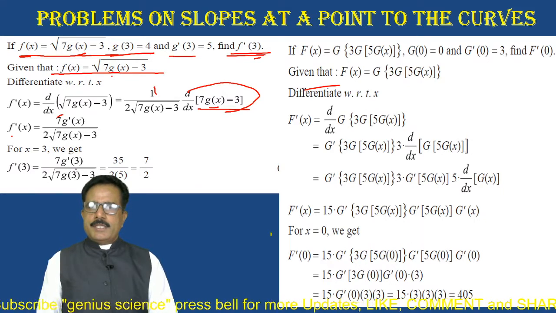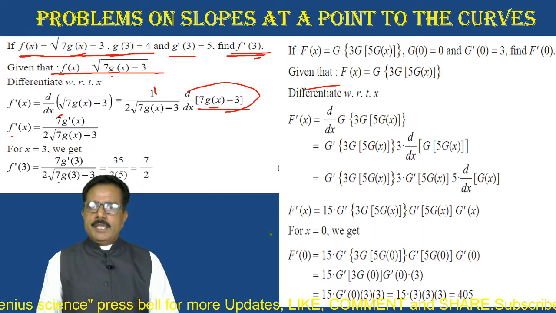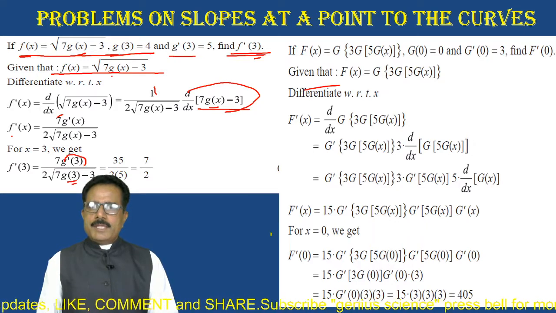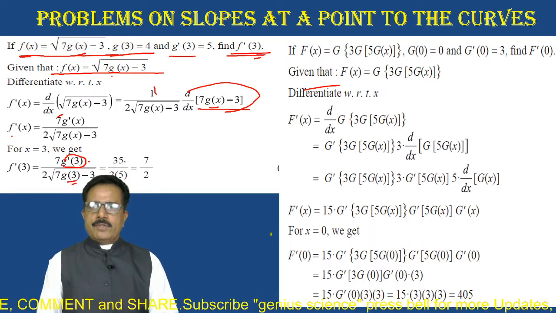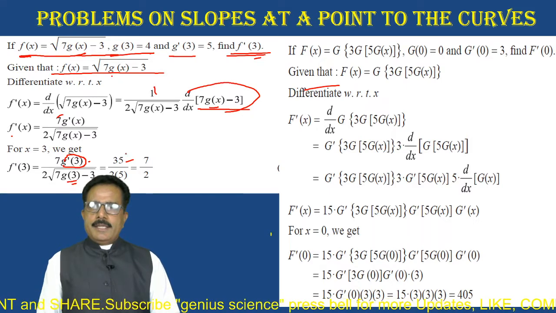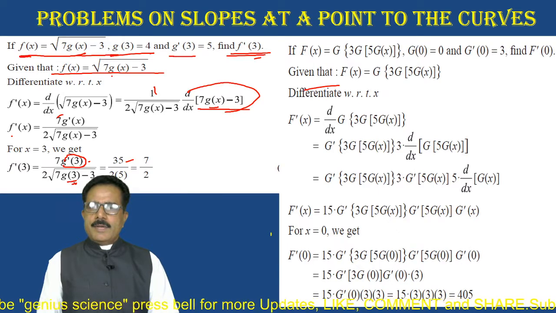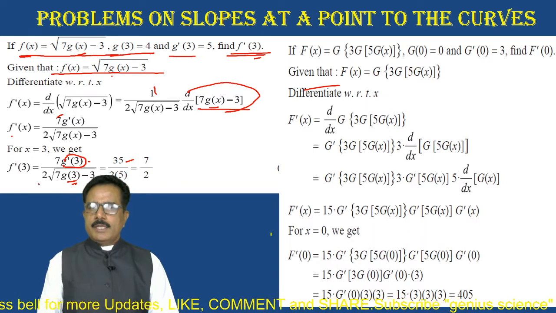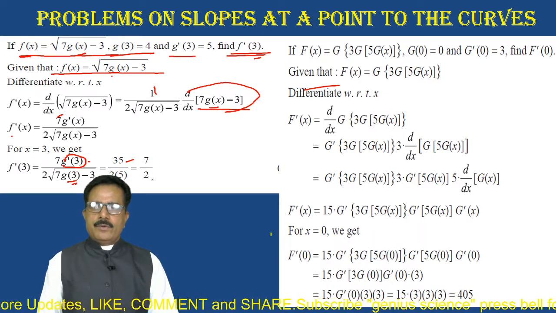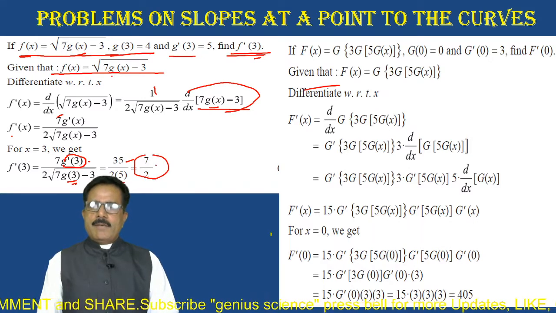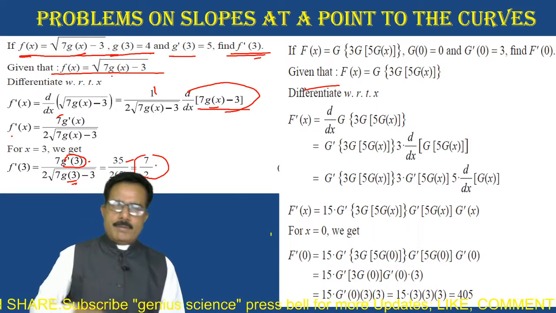Therefore, f dash of 3 is equal to 7 into g dash of 3 divided by 2 root 7 into g of 3 minus 3. Now put the value of g dash of 3 as 5. 5 into 7 means 35, and here g of 3 means 4. 7 into 4 means 28. 28 minus 3 means 25. Root 25 is 5, that is 2 into 5 equals 10. So 35 by 10, which gives the answer 7 by 2.